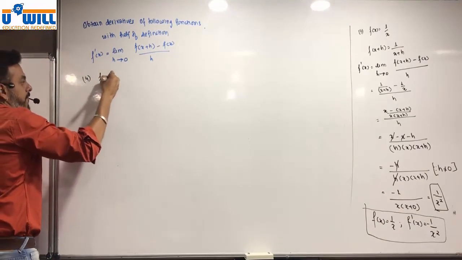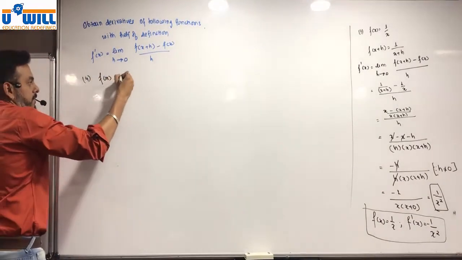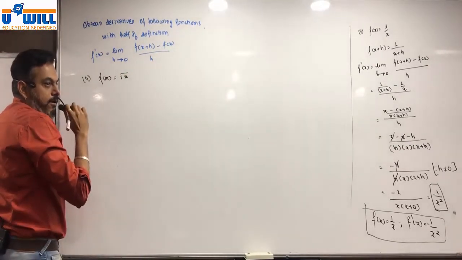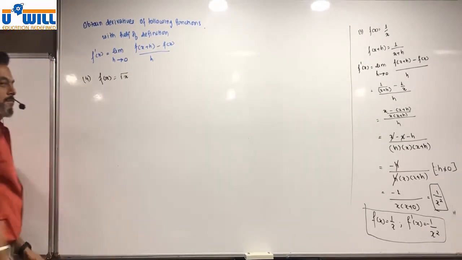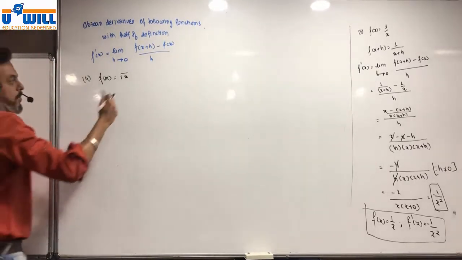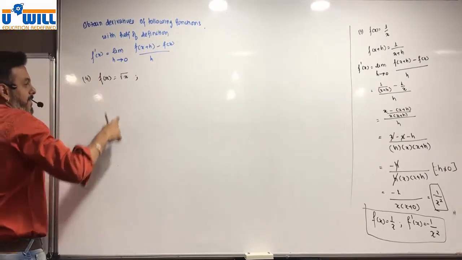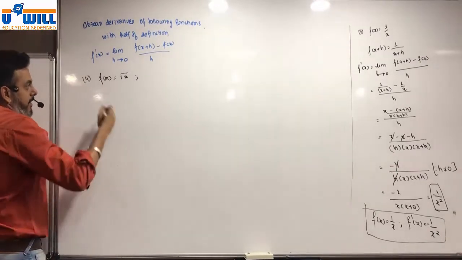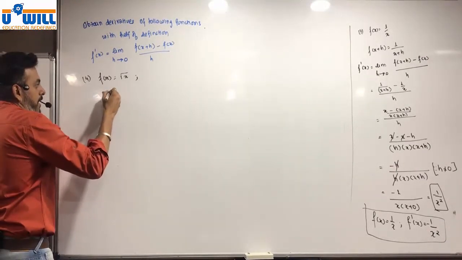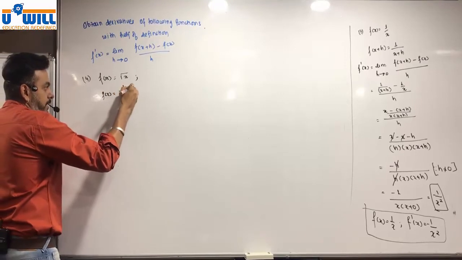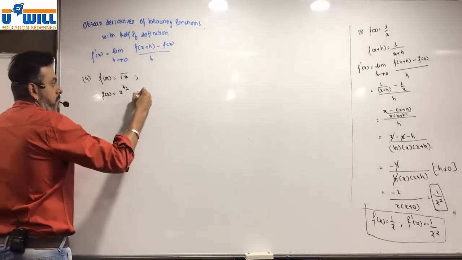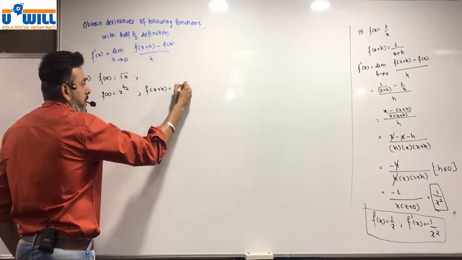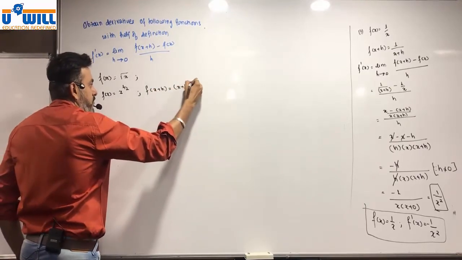f of x is equal to under root x. What we'll do is, textbook has a very lengthy method of doing it. अब इसको थोड़ा कट शॉर्ट करके ट्राई करने के लिए f of x is equal to x raised to 1 by 2. So f of function of x plus h is equal to x plus h raised to 1 by 2.